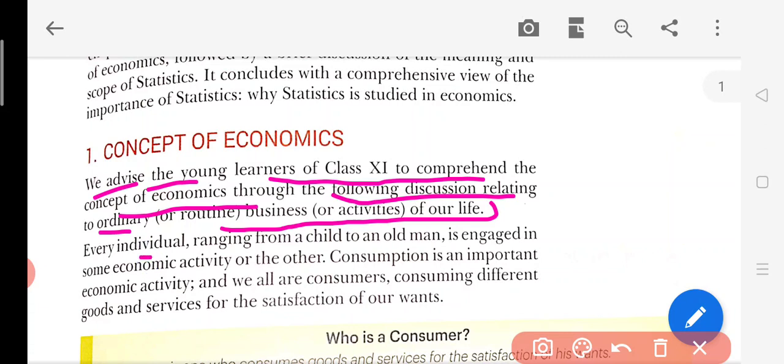Now every individual, ranging from a child to an old man, is engaged in some economic activity or the other. Consumption is an important economic activity and we all are consumers, consuming different goods and services for the satisfaction of our wants. So why do we consume? We do consumption because we want to satisfy our wants. When we want to satisfy our wants, we buy some goods or services. Why do we buy? Because it gives us direct satisfaction. So we all are consumers and we do consumption.